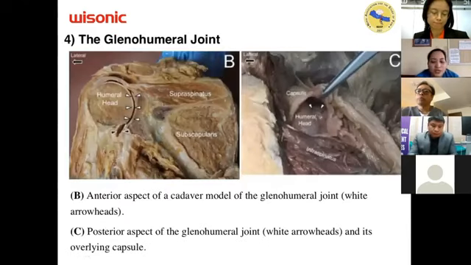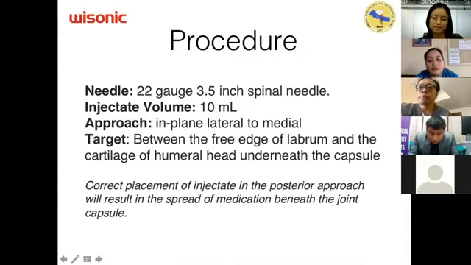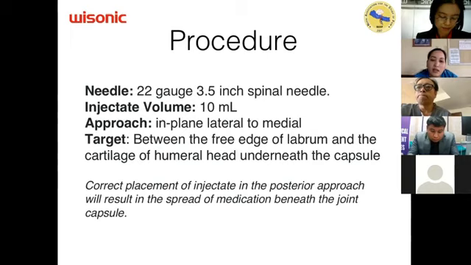Talking about the glenohumeral joint, this is the anterior aspect of a cadaver model of the glenohumeral joint. You can also inject through the anterior approach, and this is the posterior aspect of the glenohumeral joint, which is the most commonly preferred approach to inject inside the glenohumeral joint. I prefer a 22 gauge, 3.5-inch spinal needle for this procedure. My injected volume would range from 8 to 12 ml. The approach would be an in-plane lateral to medial approach.